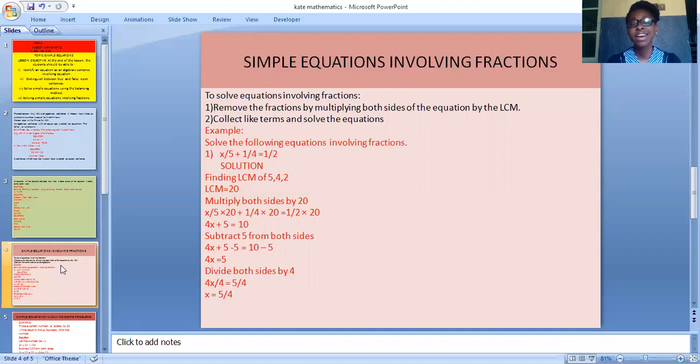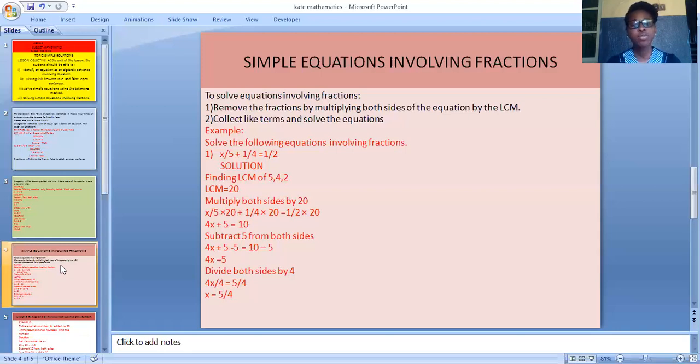Number 1 says x over 5 plus 1 over 4 equals 1 over 2. Solution. We are finding the LCM of 5, 4, and 2. And what is the LCM of 5, 4, and 2? The LCM is equal to what? 20. Then we now use 20 to multiply both sides to clear out the fractions.